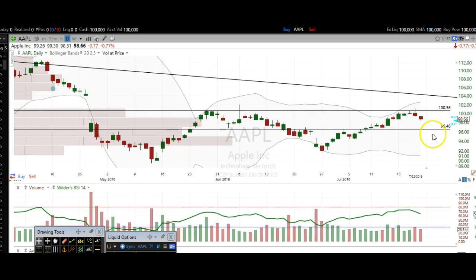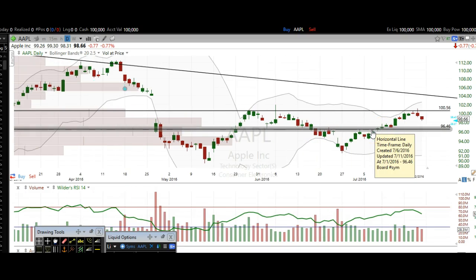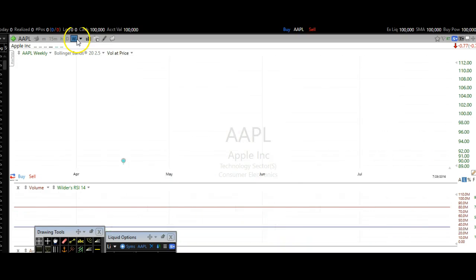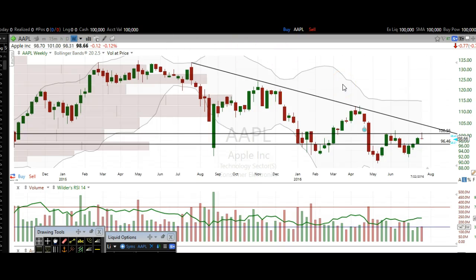On the support side, we've got support at 96.50 or so. So a couple touches from the lows of these candles, and then it was resistance over here from the highs of these few candles right here. And now that we're over that, it becomes support. Okay? Now let's take a look at the longer term chart on Apple here.